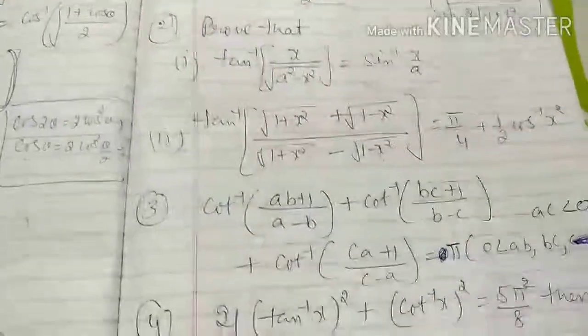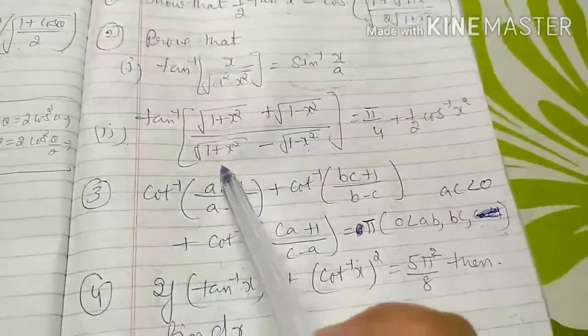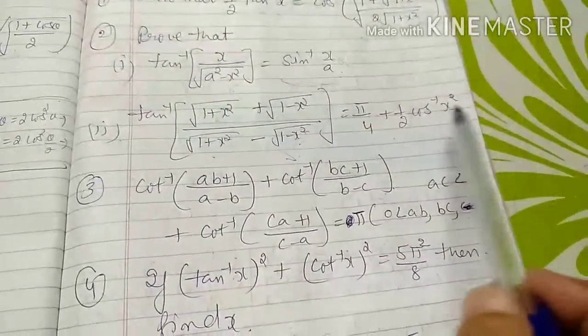Similarly, another question is there, if I have this one, square root of 1 plus x square plus square root of 1 minus x square upon square root of 1 plus x square minus square root of 1 minus x square, that you have to prove.